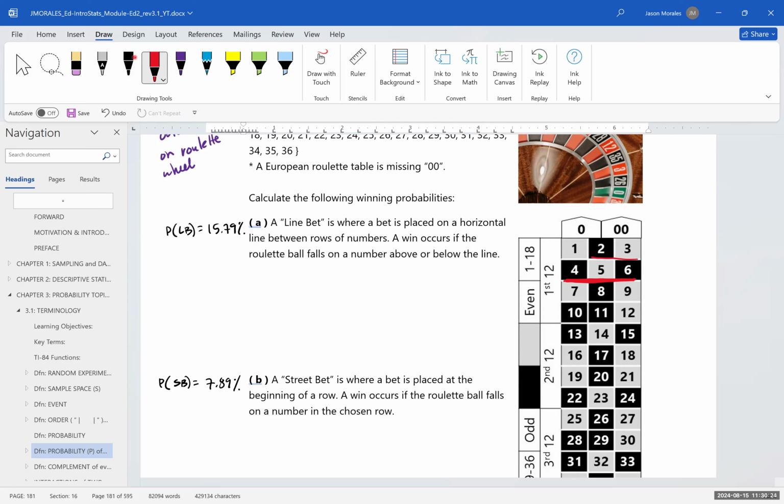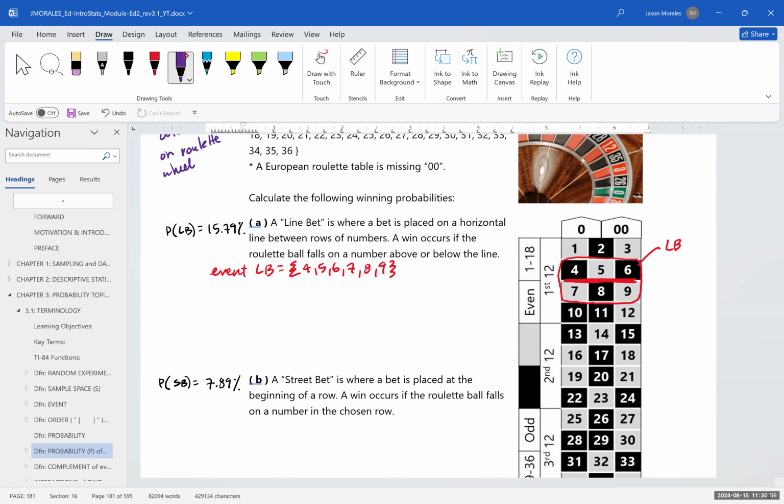So the numbers above and below that line are going to be these ones: 4, 5, 6, 7, 8, 9. So that is going to be our event, line bet. If I chose to bet on this line and make a line bet, that would be 4, 5, 6, 7, 8, and 9.